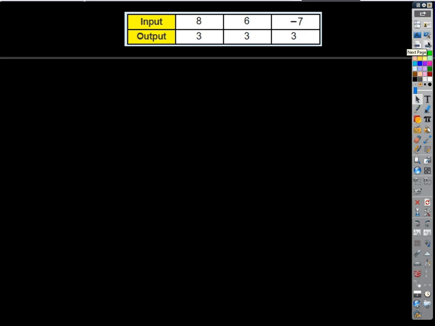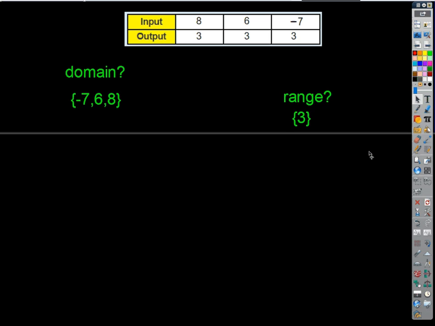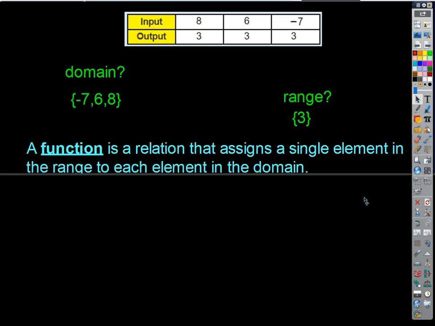So how would I write the domain? It's obviously -768, right? In this one? Everybody agree? What's the range? 3. That's it. Okay, is this one a function? Yes. There it is. Yep, so it is a function.